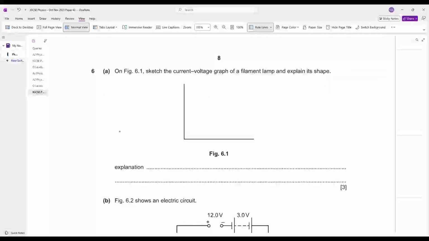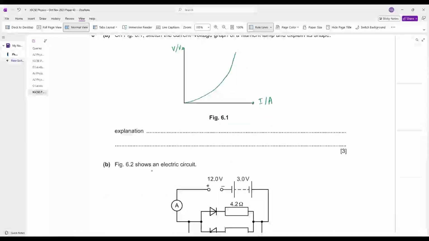On figure 6.1, sketch a current voltage graph of a filament lamp and explain its shape. So let's say voltage in volts on the y-axis, current in amperes on the x-axis. The voltage versus current graph of a filament lamp is an increasing curve. What will be the explanation? You will say as voltage across the filament lamp increases, the temperature increases. This causes the resistance to increase, hence an increasing curve.